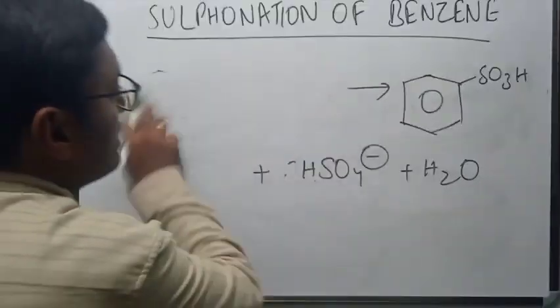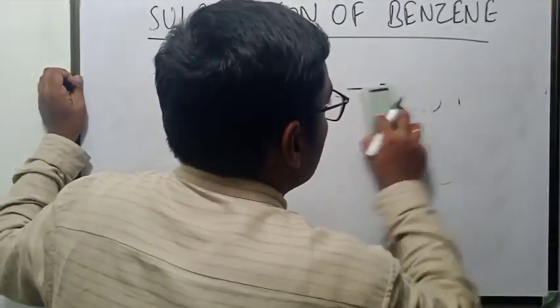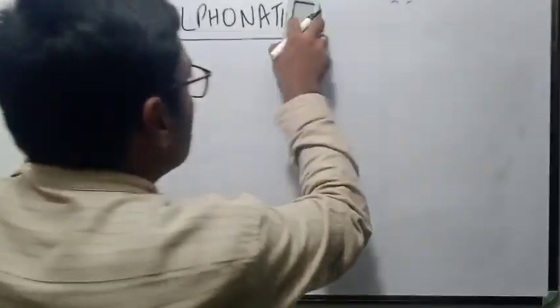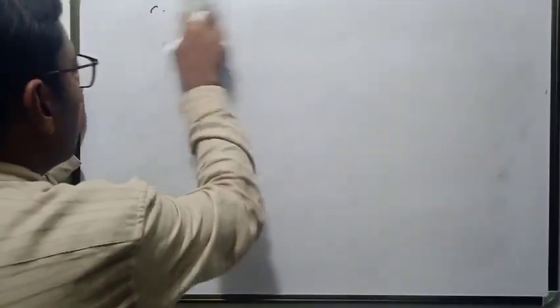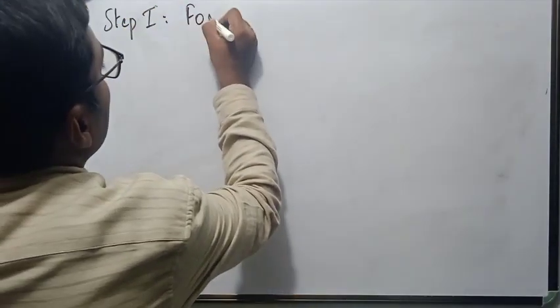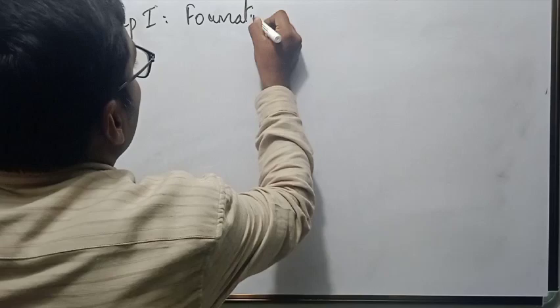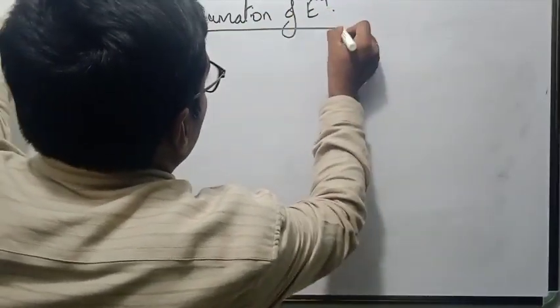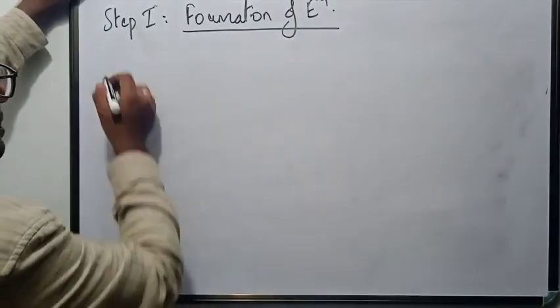As it is electrophilic aromatic substitution reaction, it occurs in 3 steps. Let us see step number 1. Who is the problem maker here? Yes, the problem maker is SO3H. Let us see how SO3H comes up. That is, step 1 is formation of electrophile. The electrophile is the problem maker, so that should come out. Let us see how it comes out.